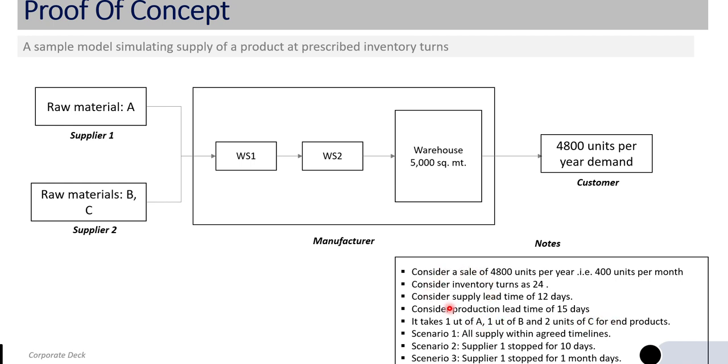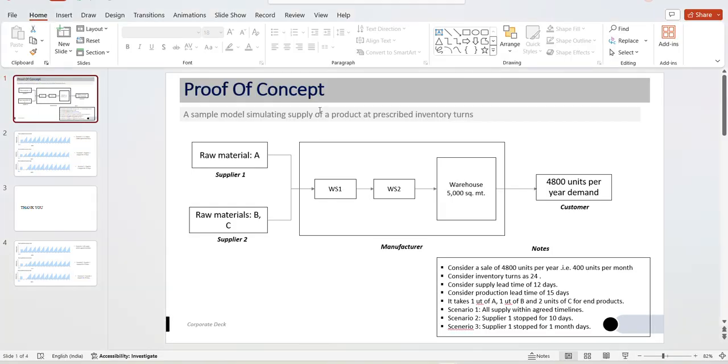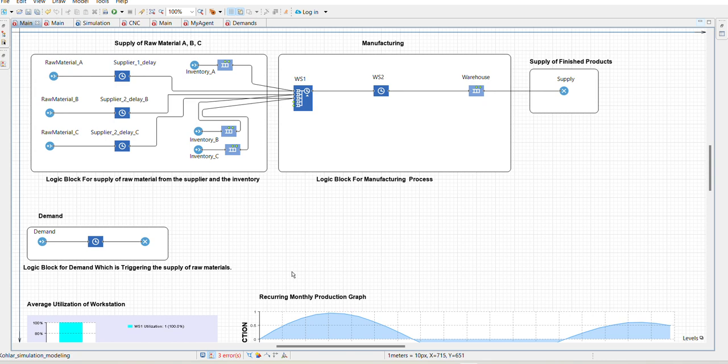Now, based on all of these assumptions, we have developed an AnyLogic simulation model. Let us go through the model that we have developed. So here we can see this is the model. This is the supply of raw material, then we have the manufacturing process going on, and then finally we are supplying the finished product.